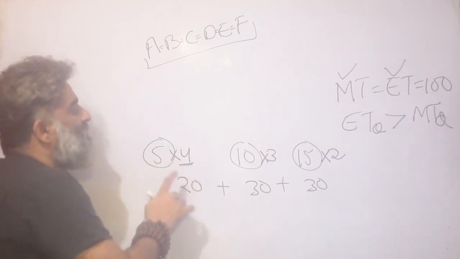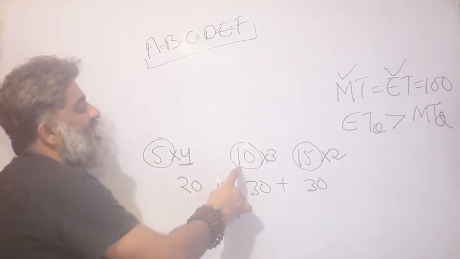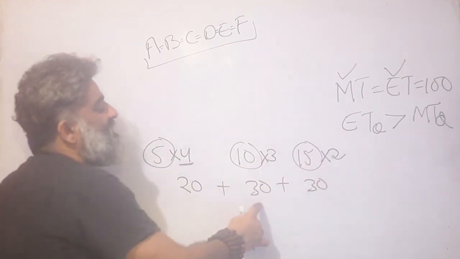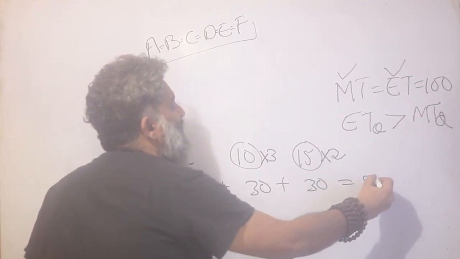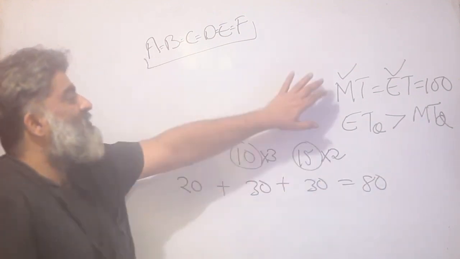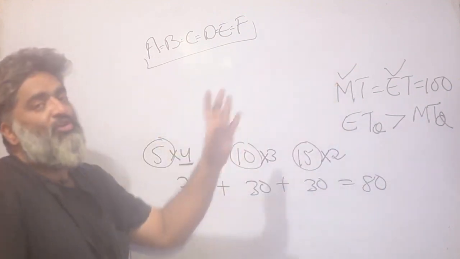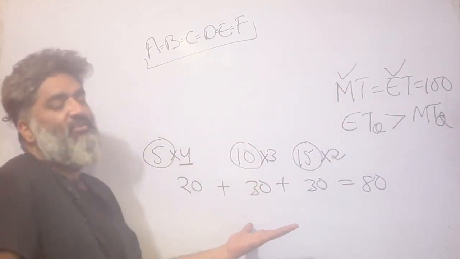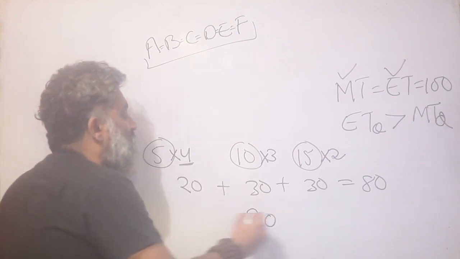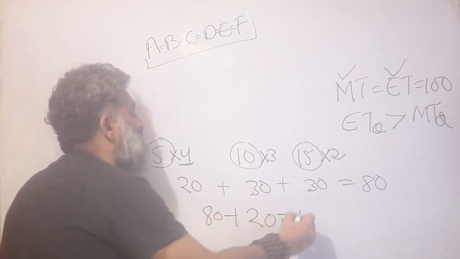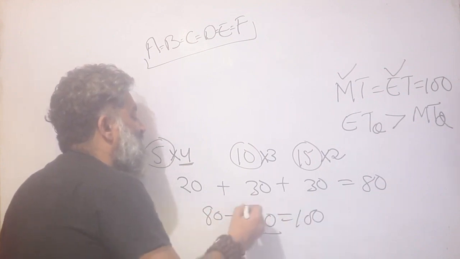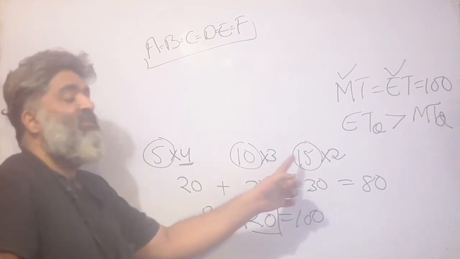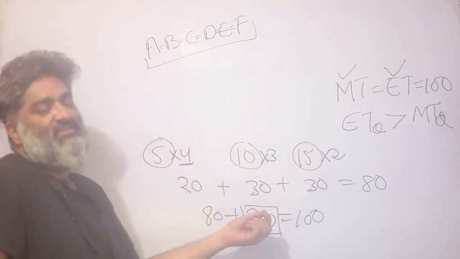If I just observe this, 5 into 4 is 20, 10 into 3 is 30, 15 into 2 is 30 again. 20 plus 30 plus 30 is going to give you 80. That means for both the tests, MT and ET, out of 100, 80 is clearly accounted for already. These details are given to you. The remaining 20, because 80 plus 20 is equal to 100, how will this be distributed in 5 marks questions or 10 marks questions or 15 marks questions is one of your challenges in the story, right?